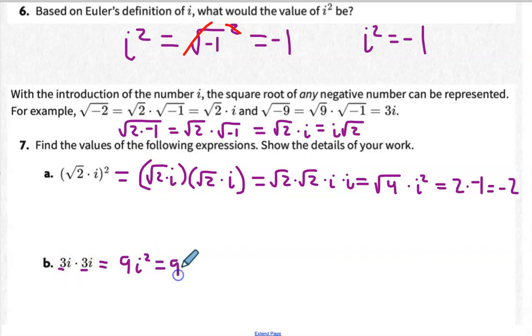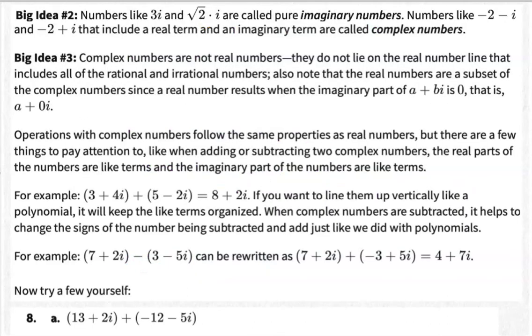So 9, we know that i squared is equal to negative 1. So 9 times negative 1 equals negative 9. So what you may be noticing is all i squared really does, because it's negative 1, is just change something from a positive to a negative, or it'll also work the other way around. Okay, next page, please.